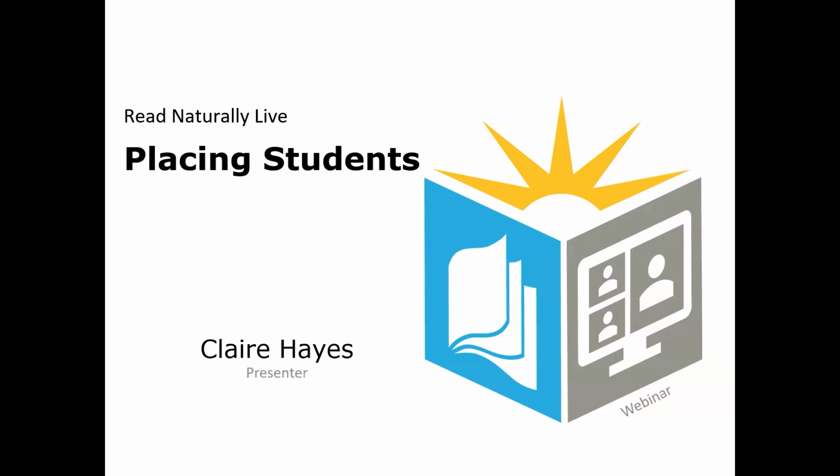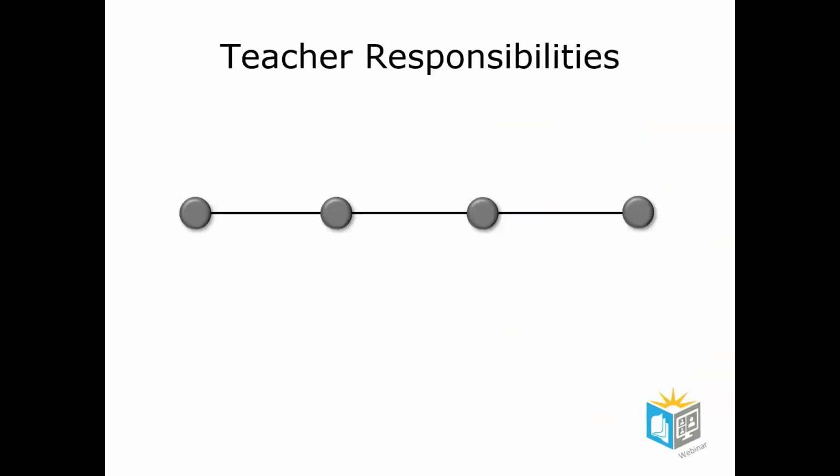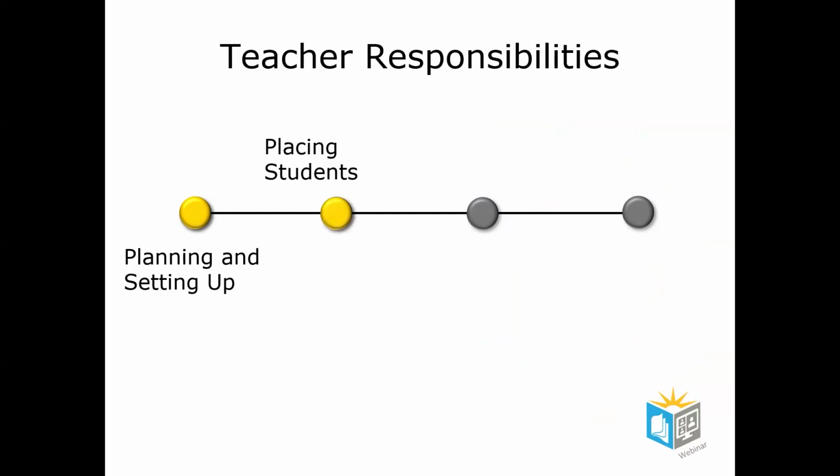What we're going to talk about today is placing students in Read Naturally Live. Of course, this task comes after planning and setting up. After adding your students, after getting them prepared, you're going to need to place them into the appropriate level and give them a story goal. And that is done through a process that we're going to talk about in a PowerPoint. I'm going to show it to you in the actual program, so you get to experience it, not just through words, but also through an actual demonstration of it.